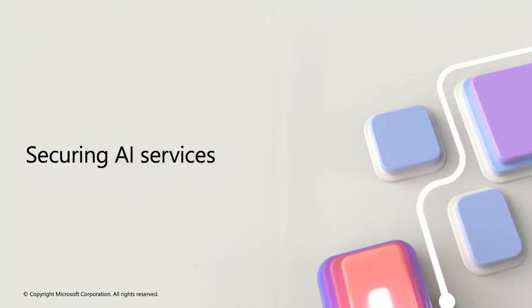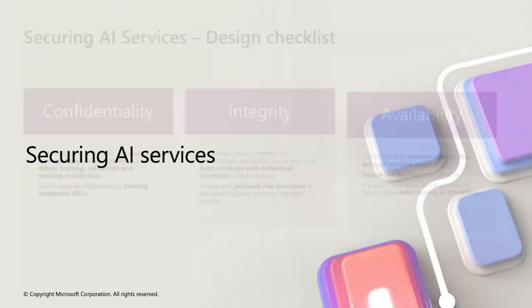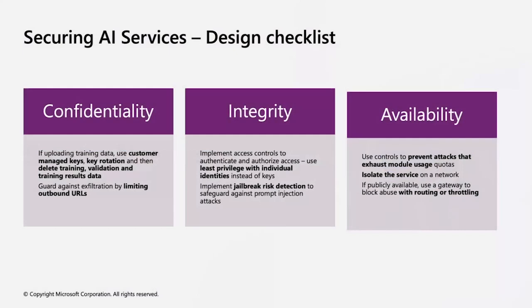Now, when we move towards securing AI services, what other recommendations do we have? When we talk about securing AI services, what comes into the picture here? Especially when we talk about AI services, we are talking about Azure OpenAI services here. For that, we have confidentiality-related, integrity-related, and availability-related recommendations.